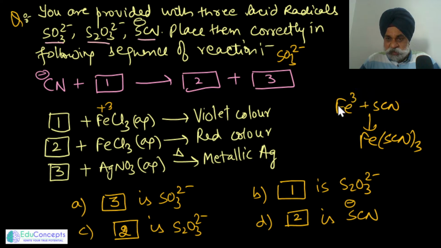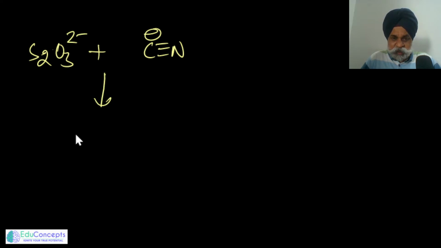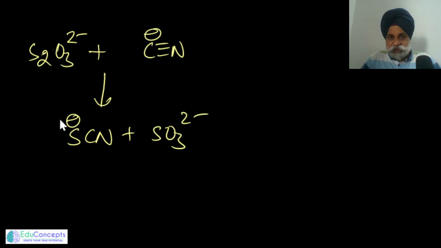So there are two or three things you have to think about in parallel. They are saying that cyanide is being treated with anion 1. So what way should we go? I may think of it like this: if I treat cyanide ion with thiocyanate, what shall I get? I may get thiocyanate and SO3 2-. This is the species I may get, and the reaction is also balanced.